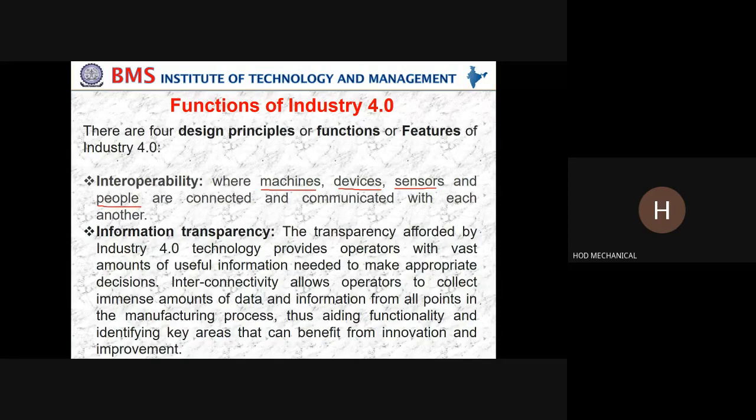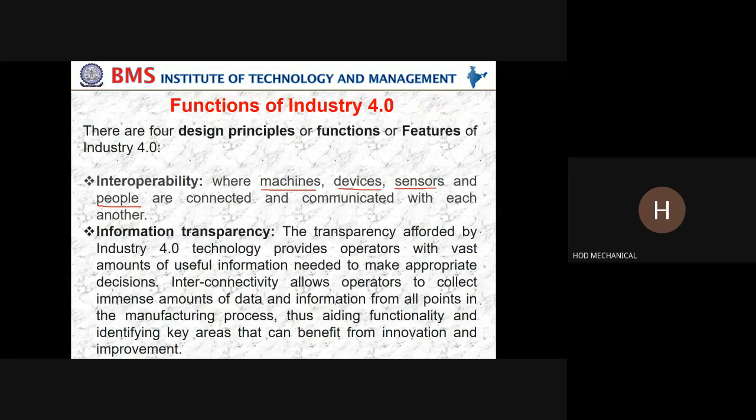Now, interoperability indicates how these different machines are connected with each other, and how the communication can be made. That is the first and foremost function, interoperability. Otherwise, if you can't achieve this interoperability, the main function of Industry 4.0 cannot be met, because Industry 4.0 mainly deals with interacting with the various contents present in the shop floor. That is the first thing.